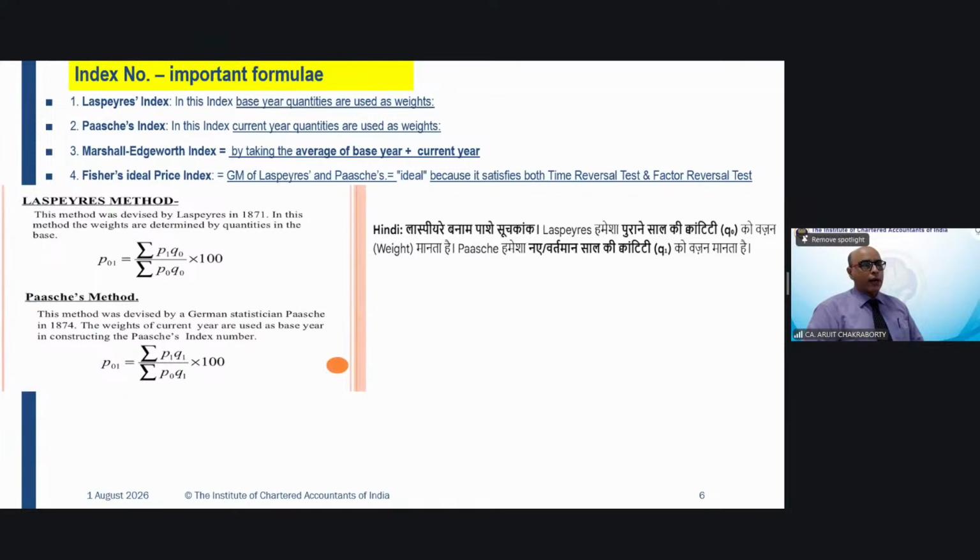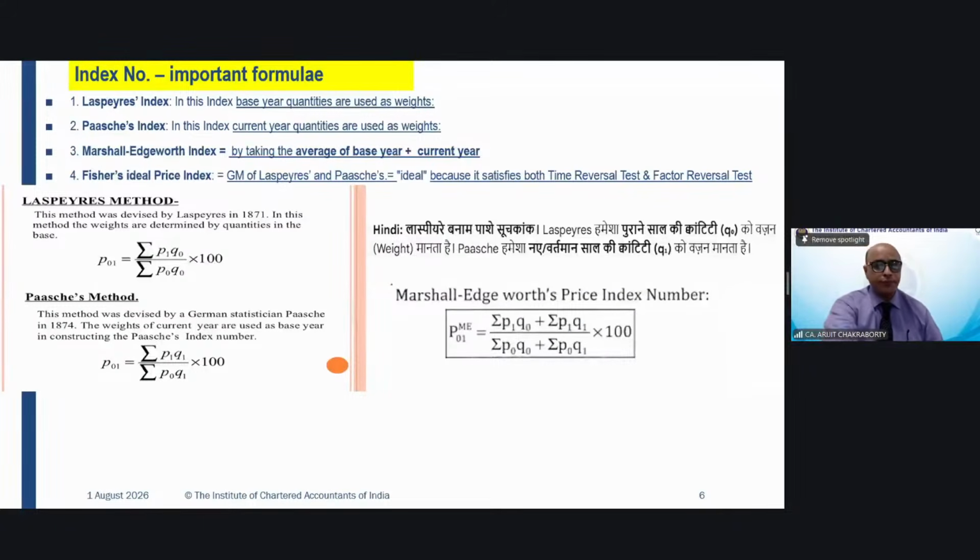Now you can have a look at the slide once again and you can see the Laspeyres method. So P01 here is sigma P1 Q0 divided by sigma P0 Q0 into 100. Next we have Paasche's method. So we see sigma P1 Q1 divided by sigma P0 Q1 into 100. In case of Laspeyres method, we are using the base year quantity as the weights. But in case of Paasche's method, we are using the current year's quantity as the weights. Clear?